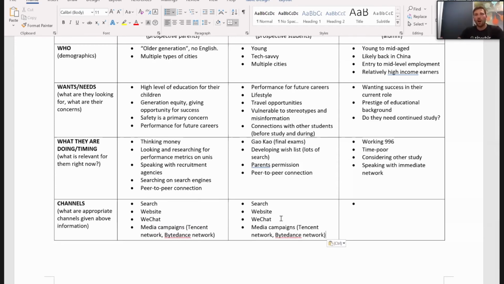Notice how I haven't really specified specific channels for these groups because they can vary quite a bit. And surprise, surprise, all of these are also going to be applicable for the alumni. So really important that you're setting this up appropriately because it's actually beneficial for every single one of your personas.